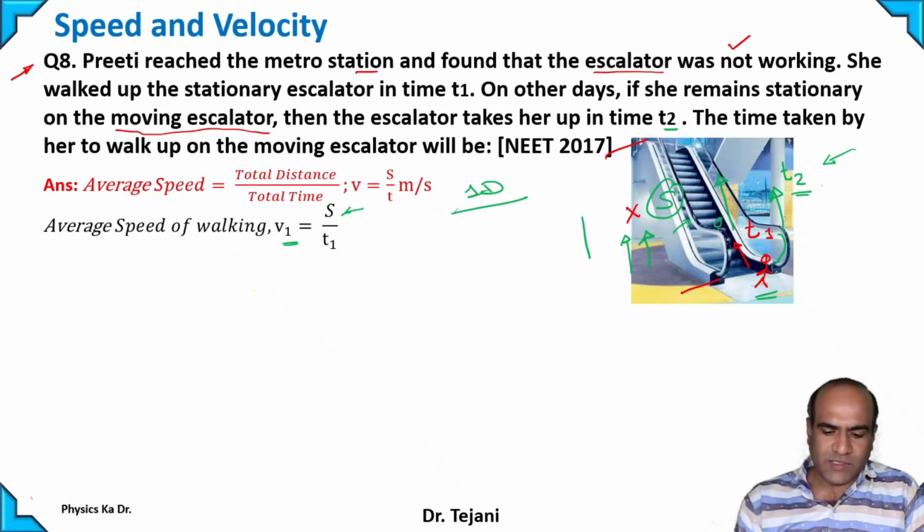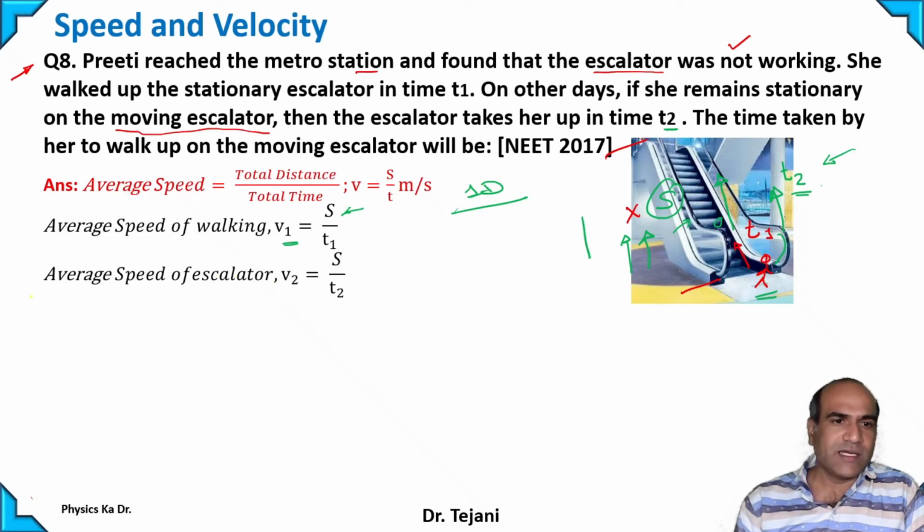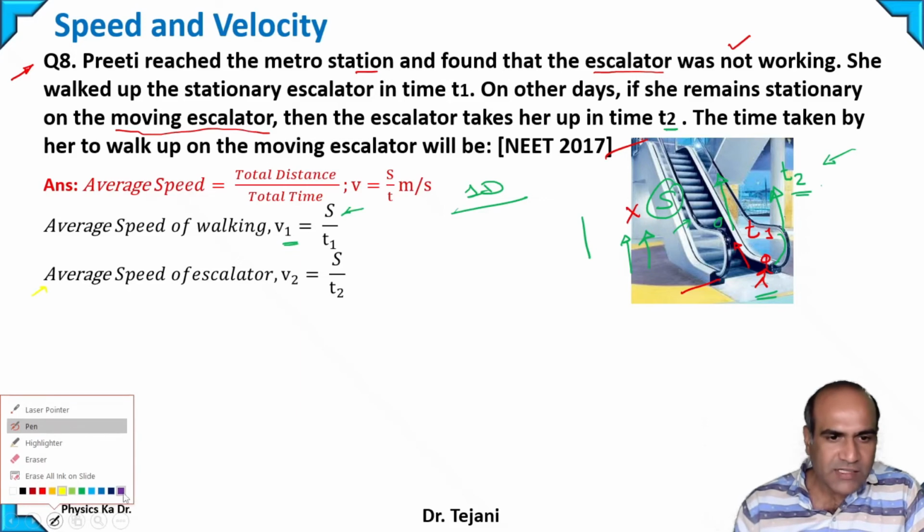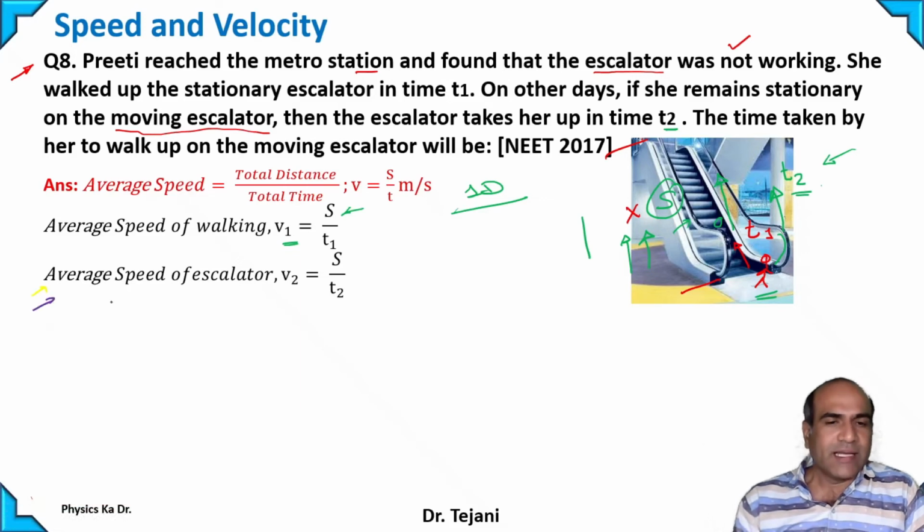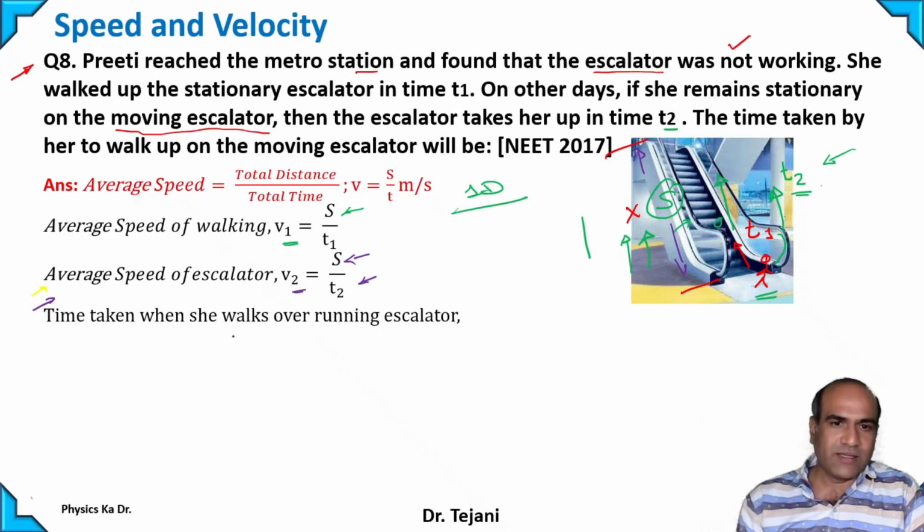Second time, on the next day, she was there. This color is not visible. Let's see another one. Average speed of accelerator. So next time the accelerator was working, and that is a speed. Velocity is equal to distance. Total travel is s, the similar distance s, and now she is taking this as t2. Great.